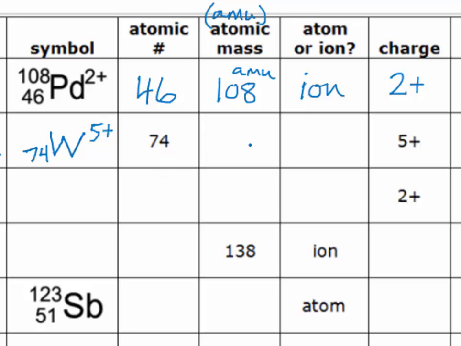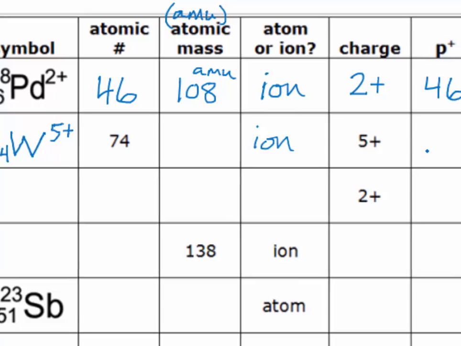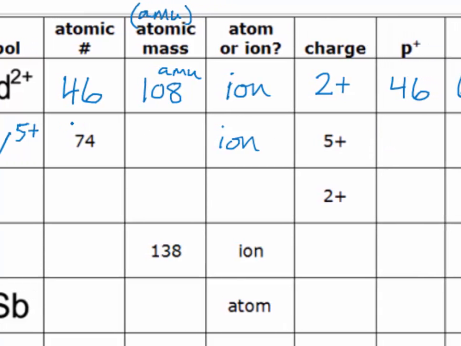What else do we know about this? Is it an atom or an ion? Well, it's got a charge of +5, so it has a charge. It's not neutral, so we would call it an ion. Remember, an atom would have no charge. It'd be neutral at 0. How many protons does this atom have? Well, remember the atomic number 74 tells us the number of protons, so that's 74. Those two are always equal.